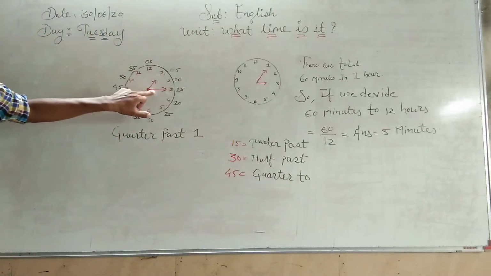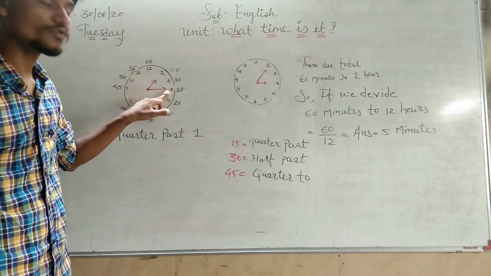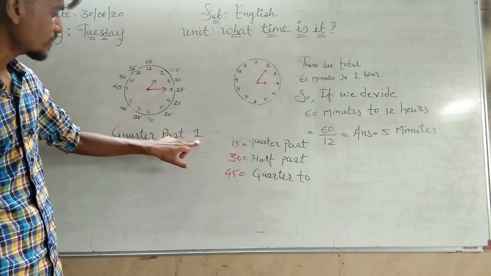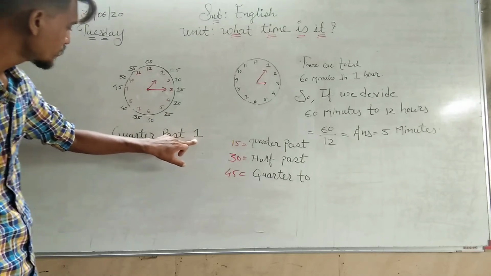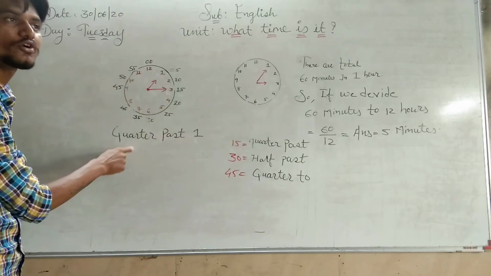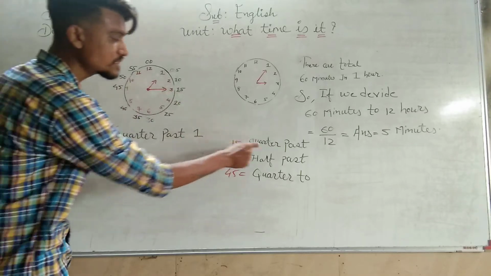So here the big hand is on the number 3. So we can say quarter past 1. The 1, this is the hour and these are the minutes. Minutes we have not written because it is on 15. So 15 means quarter past.